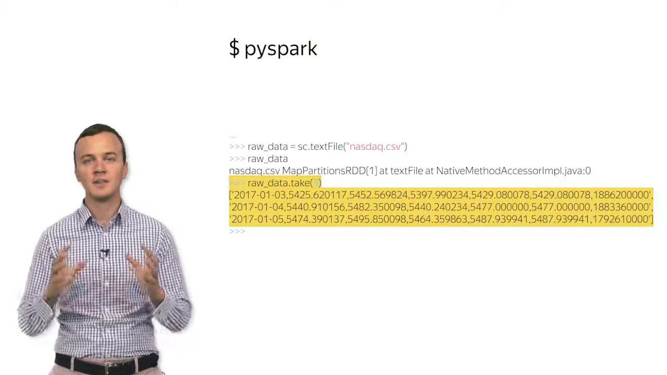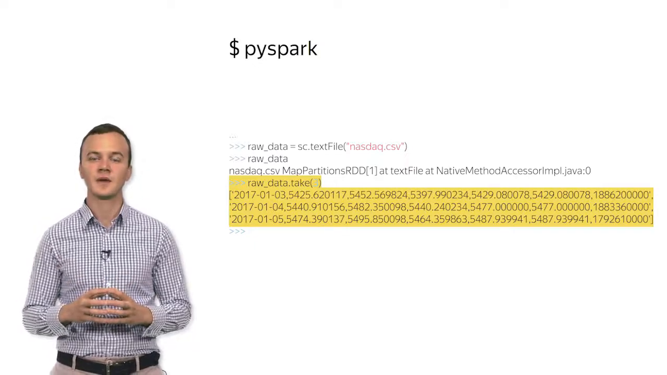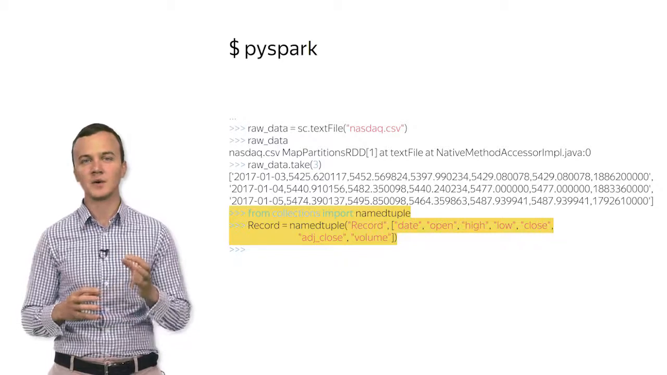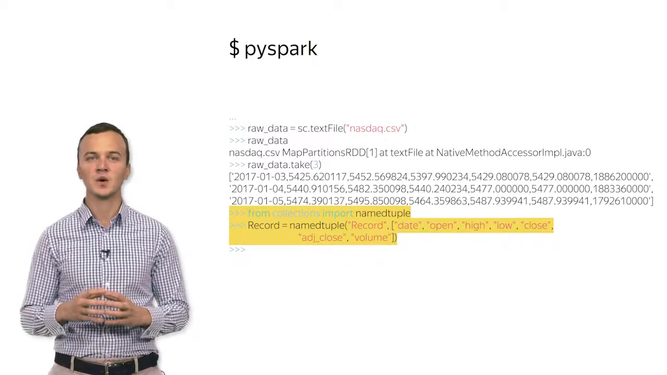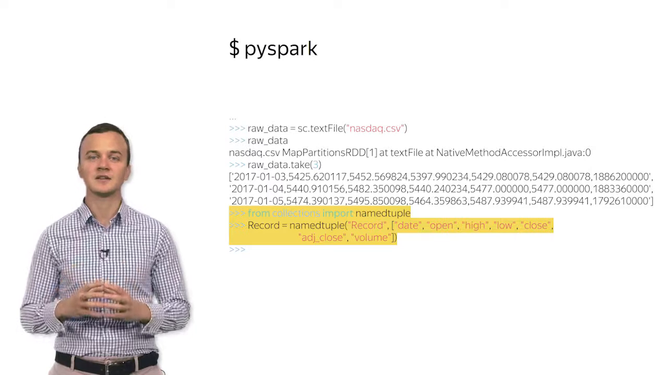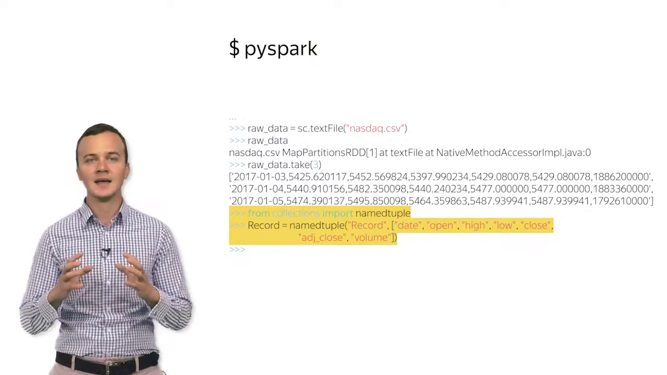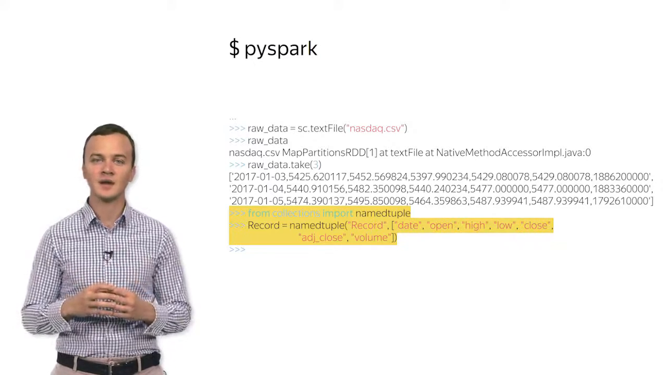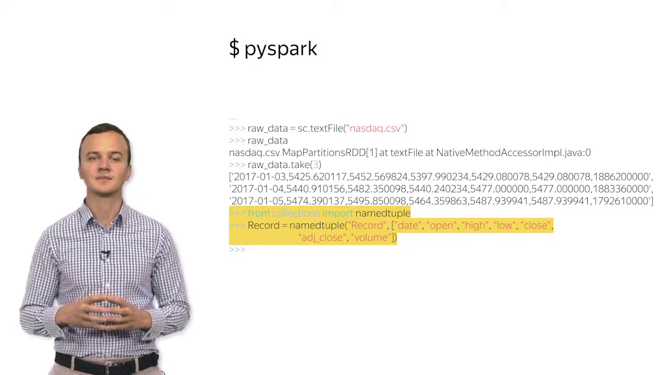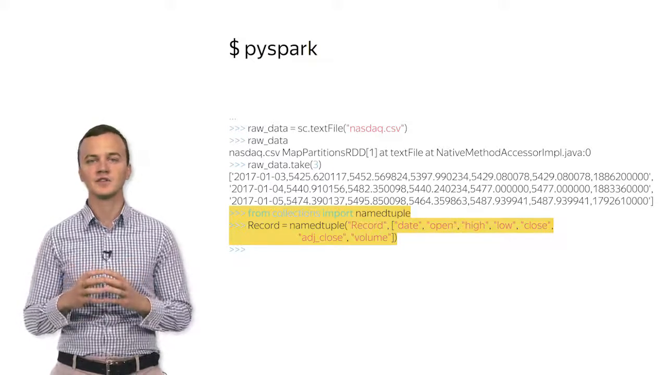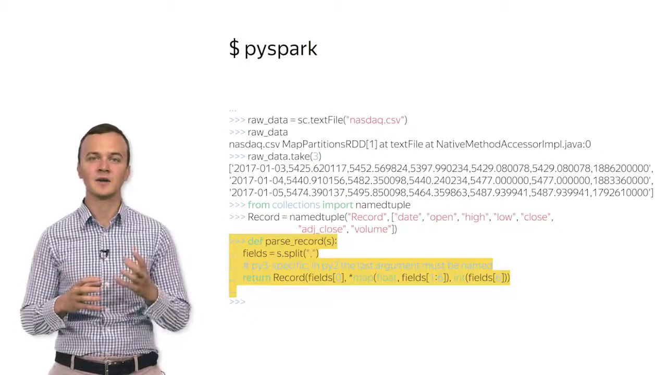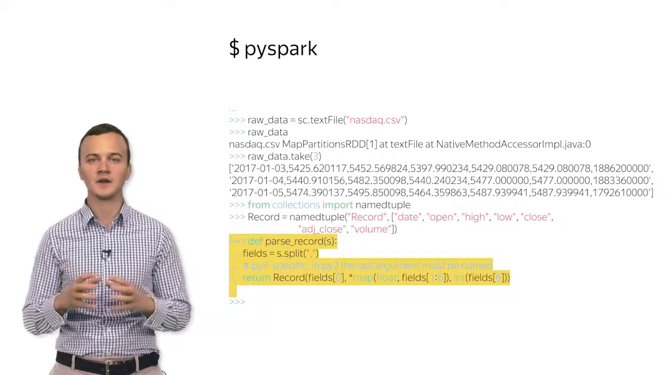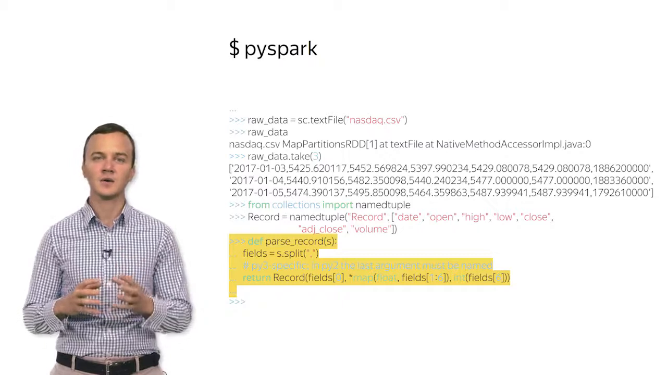Now, let's parse these lines. I am creating a helper type just to make the code a bit more readable. It is easier to work with named fields rather than indexes. Now, I need to write parsing code that will consume an input line and produce a record. My parsing function will split every line on a comma, convert all the open, high, low, close prices to floats, and the volume to an integer.